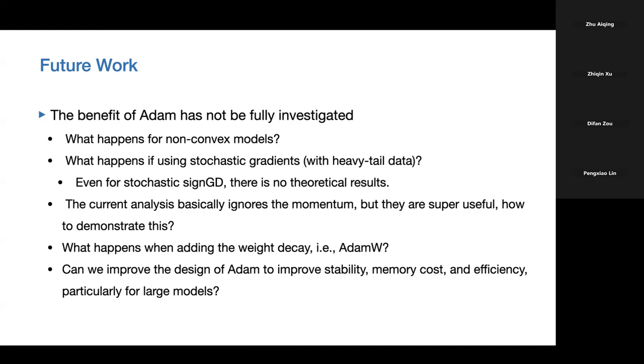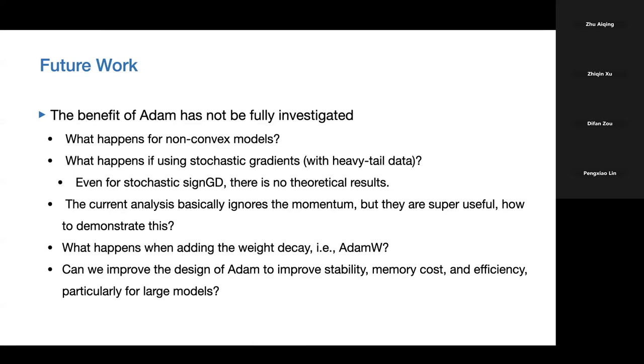We only show that Adam has a faster margin convergence rate, and we also show that Adam can converge to the maximum L infinity margin, but we haven't demonstrated in which cases the maximum L infinity margin is a better choice compared to the maximum L2 margin. And here we also want to study what happens for non-convex models, because I strongly believe that in many cases Adam can be better, especially when the model is non-convex.